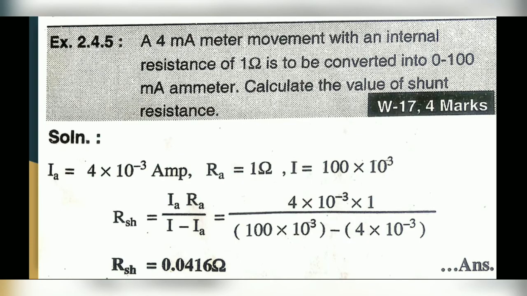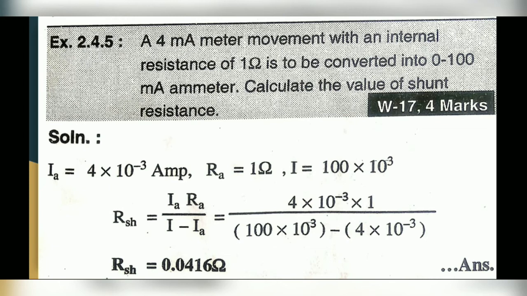Next numerical is on shunt resistance. A 4 milliampere meter movement with an internal resistance of 1 ohm is to be converted into a 0 to 100 milliampere ammeter. Calculate the value of shunt resistance. In this numerical they have given the current flowing through the meter, that is 4 milliampere. So Ia is the current flowing through the meter. So Ia is equal to 4 milliampere, you can write it as 4 into 10 raised to minus 3 ampere.